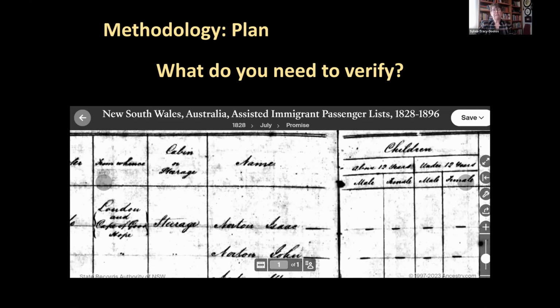So if we know that we find them here in records, and we make an assumption that they must have left England right before they came here, that may not be an accurate assumption. So those types of things, you may want to try and verify that before you go any farther.